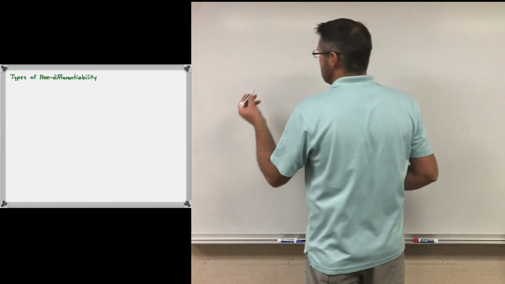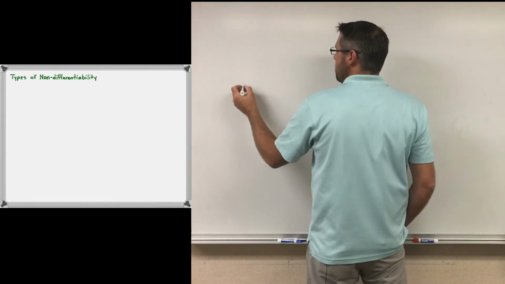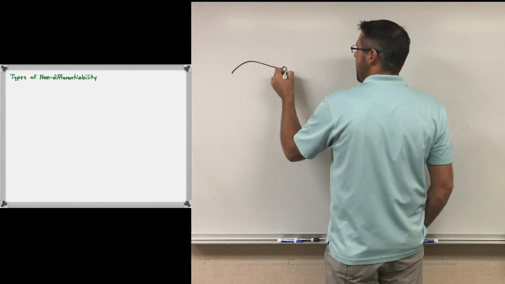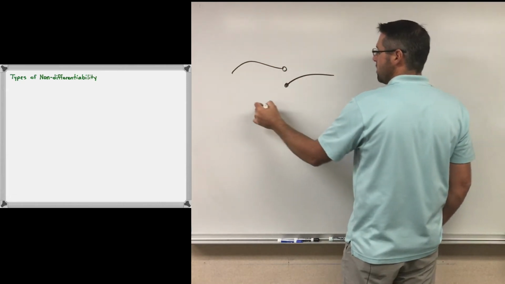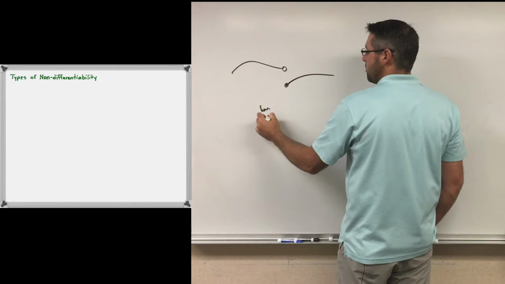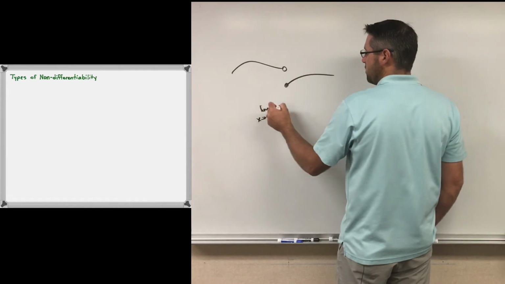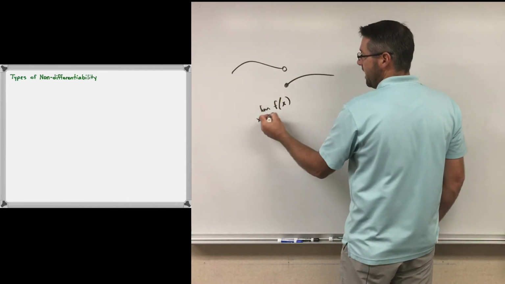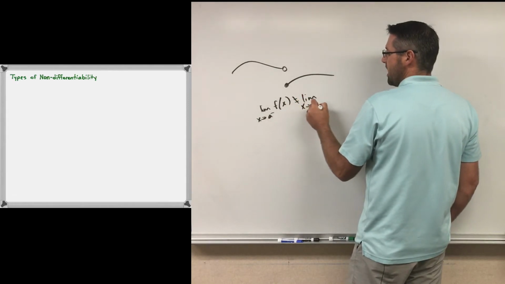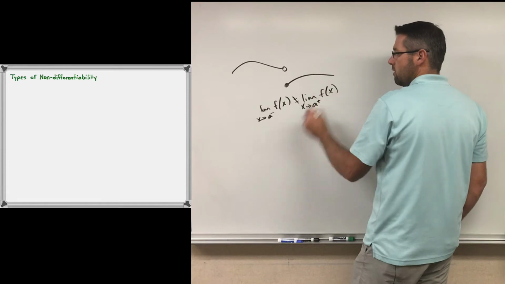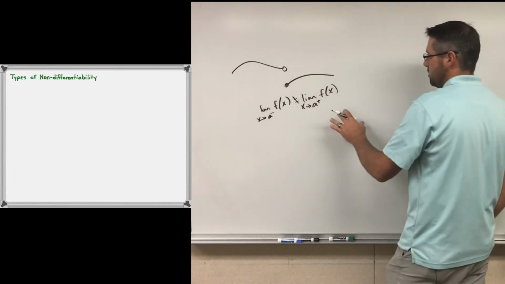Again, let's go back to continuity. We remember that when we have a jump discontinuity, right? A jump discontinuity is when the limit as x approaches some a value of f of x from the left is not the same as the limit as x approaches the a value from the right. Okay, so that's a jump discontinuity.